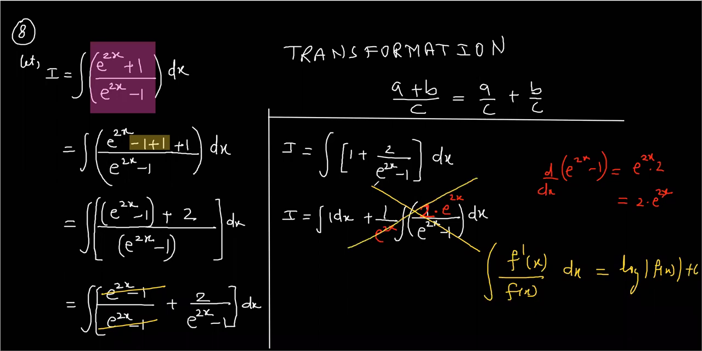Why wrong? It is wrong because you are not allowed to take any variable outside the integral sign. You just cannot multiply by a variable and divide by a variable. This way you are taking e raised to 2x outside the integral. This has got x. It is not allowed. You cannot do adjustments like this. You cannot have anything in x outside the integral sign because you are integrating with respect to x.